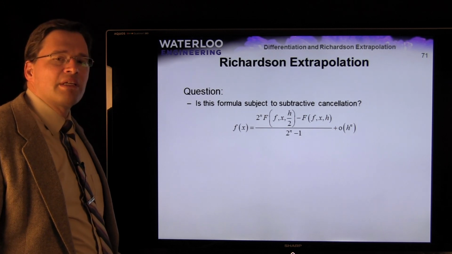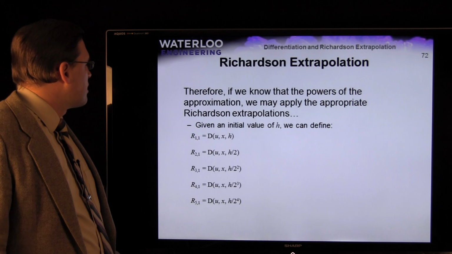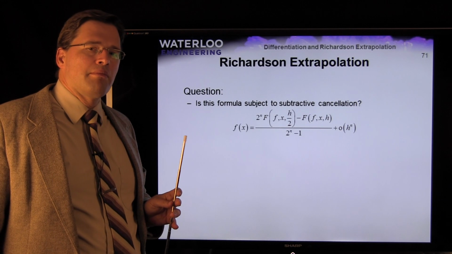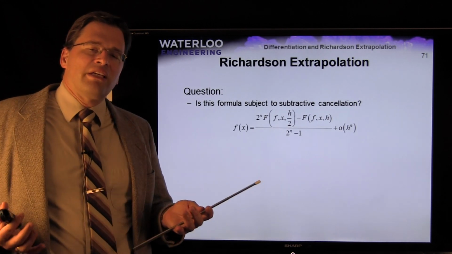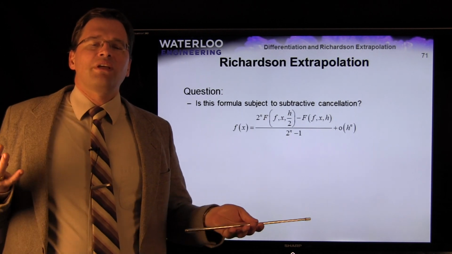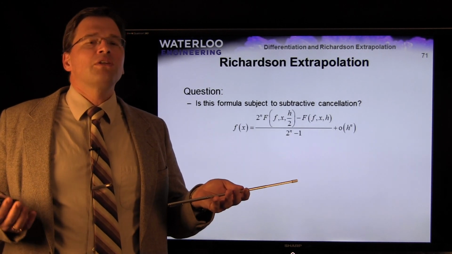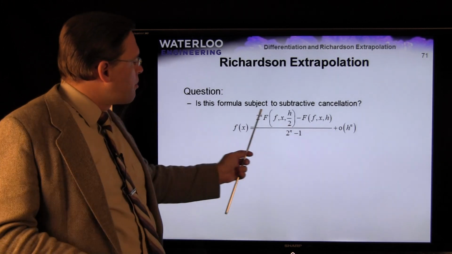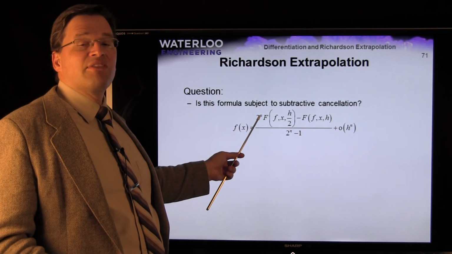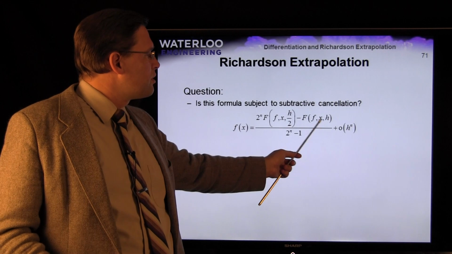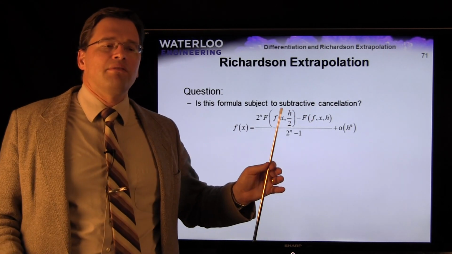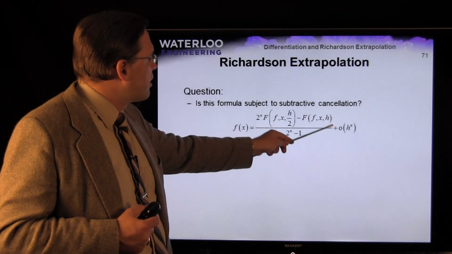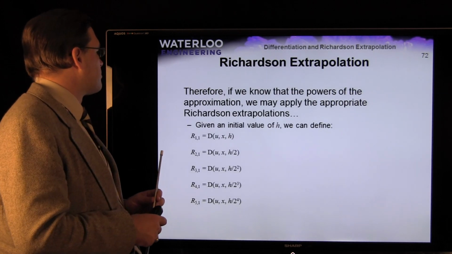Now, is that formula subject to subtractive cancellation? Well, actually it isn't. Can you think of why? For subtractive cancellation, we had to subtract two values that were approximately equal, so sin at 1 and sin at 1.0001. However, both of these are approximating the same value. This might be 8 times the value. So 8 times something minus something is not going to be very close. Consequently, we do not have this term affected by subtractive cancellation.